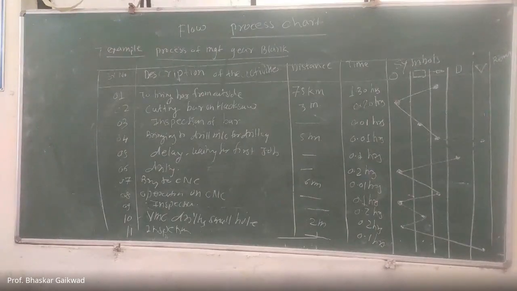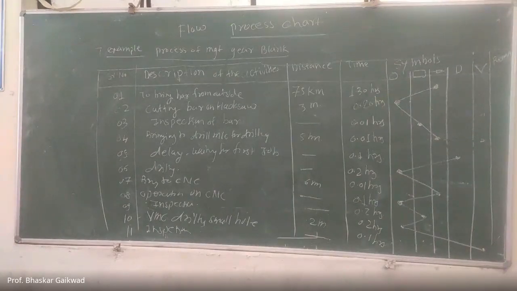Just we'll go for revisions of yesterday's flow process charts, and after this, the next two charts will be there. That is two-handed process charts and multiple activity charts. So yesterday we have seen one job.